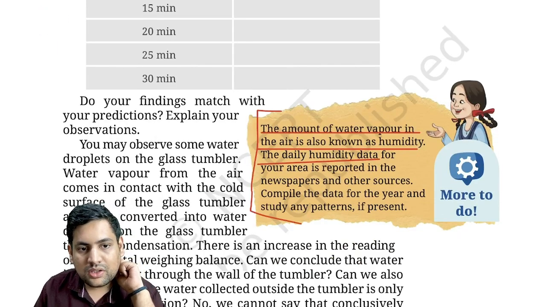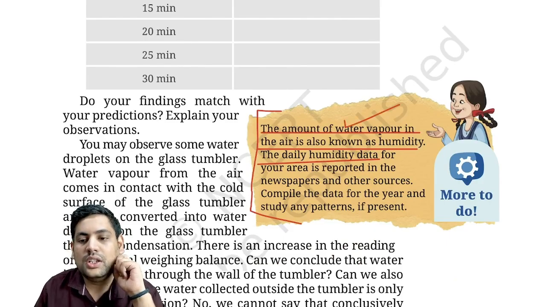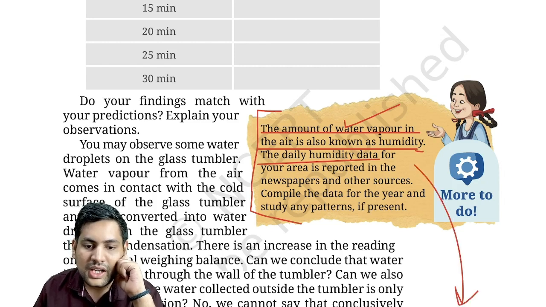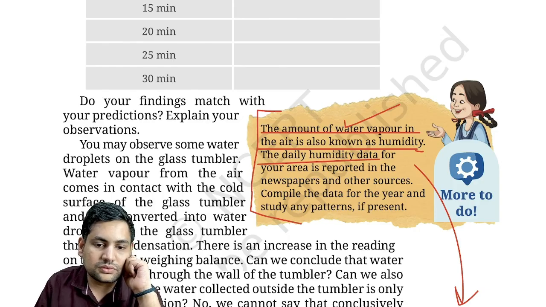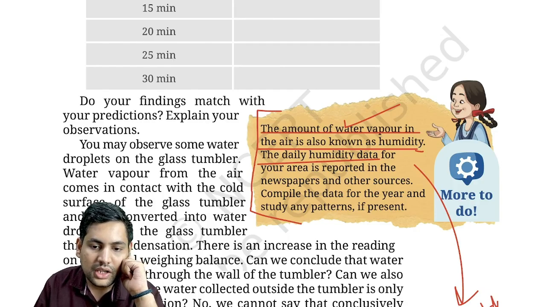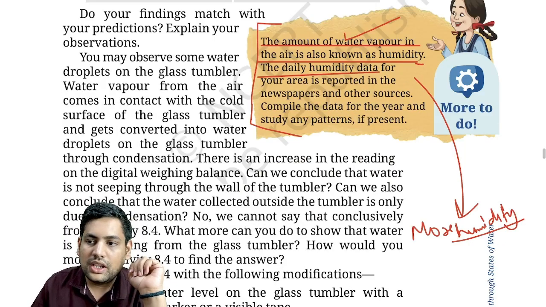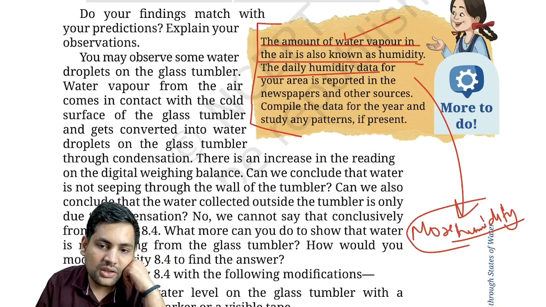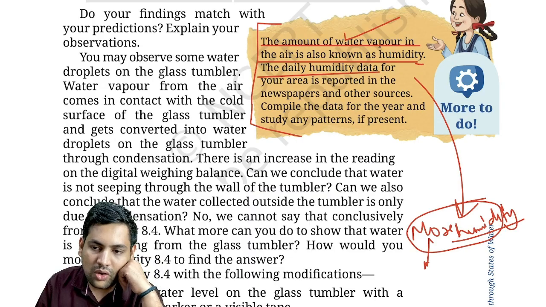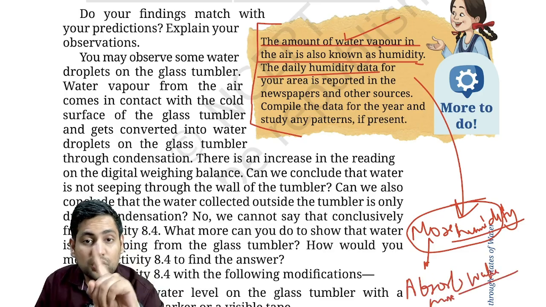So it talks about the amount of water vapor in the air, which is known as humidity. Okay, so water vapor that is present in the air. Now it also talks about one thing later: if the surrounding air already has a lot of humidity, then what will happen? It will not like to absorb more water, correct?